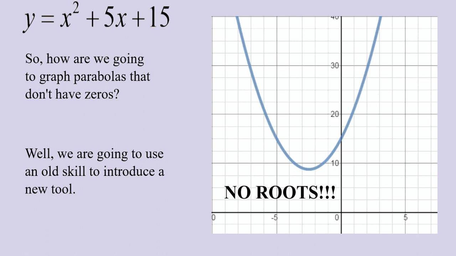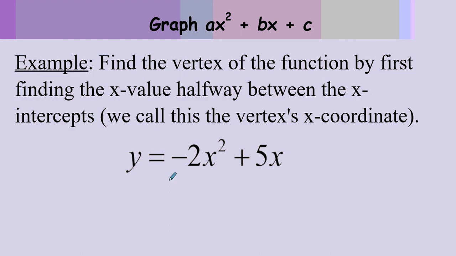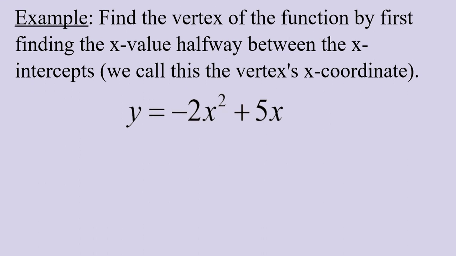Factoring is only appropriate if the equation itself is factorable. If it's not factorable, there are no x-intercepts, there are no roots, and I can't find halfway between them because there are none. So we're going to go back and do one like this, and then we're going to do it with just variables in there, and we're going to get a formula.